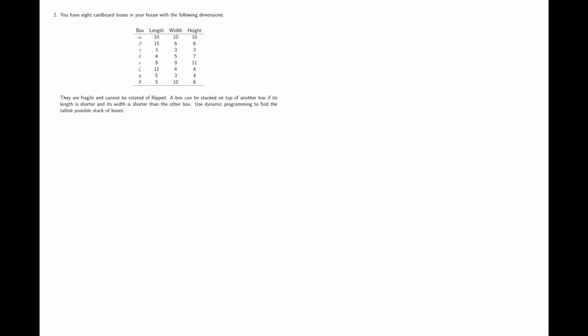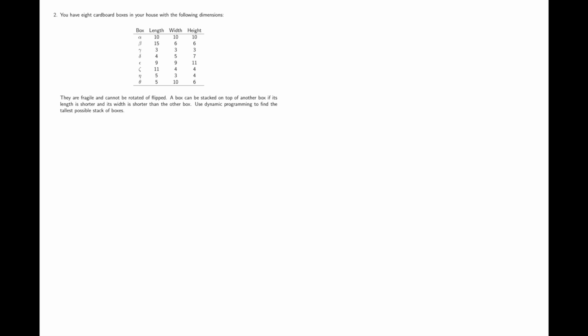Problem sheet 7, question 2. You have 8 cardboard boxes in your house with the following dimensions. So we have 8 cardboard boxes, each with a label, a Greek letter, a length, a width and a height. They are fragile and cannot be rotated or flipped. A box can be stacked on top of another box if its length is shorter and its width is shorter than the other box. Use dynamic programming to find the tallest possible stack of boxes.